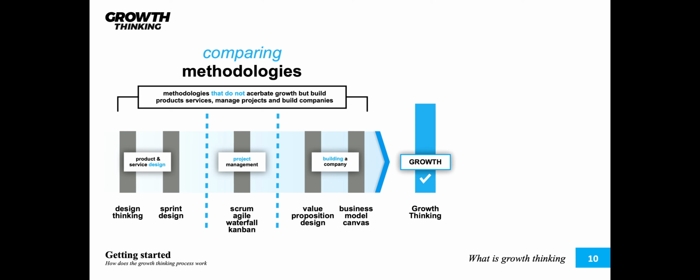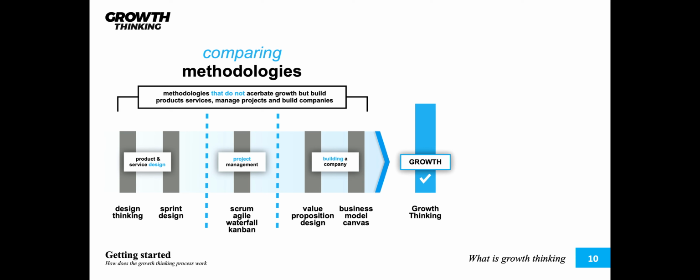We have four types of methodologies that exist. There's the first type, which are product and service design methodologies. So that's like your design thinking, your sprint design, there's a ton of different ones out there, but their objective is helping you design a product or service. The second type are like middleware or middle methodologies that help you manage projects. So this is things like Scrum, Agile, Waterfall, and so forth. And I'm sure you've used some of them or heard of some of them in the past.